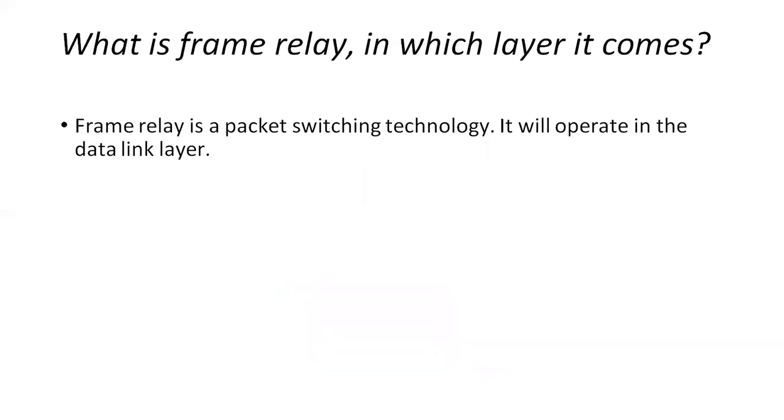What is frame relay? In which layer does it come? Frame relay is a packet switching technology. It operates in the data link layer of the OSI model and provides data transfer rates from 56 kbps to 1.544 Mbps. Frame relay services are typically provided by telecommunication carriers.